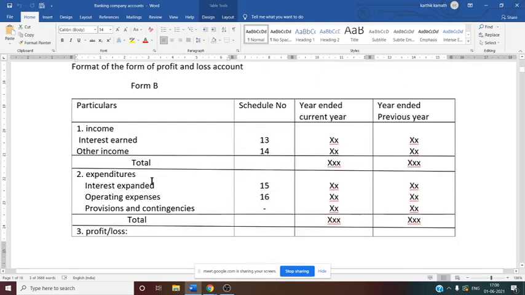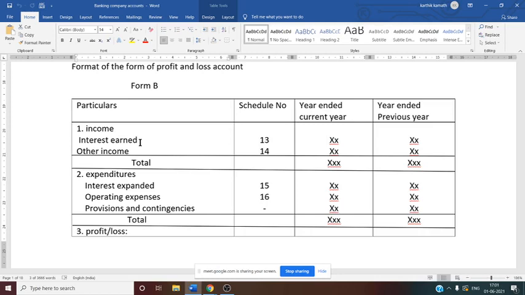Then if you see here, interest earned. Now what and all items come under interest earned? One is income from investment. Suppose the bank has invested in some shares and securities, they will get income, isn't it? So that is cash coming in, that is the profit to the bank.